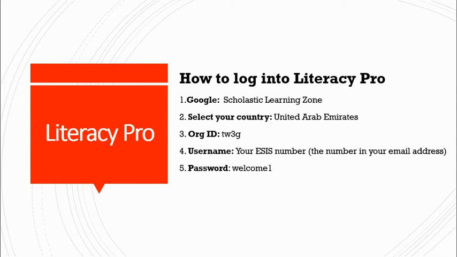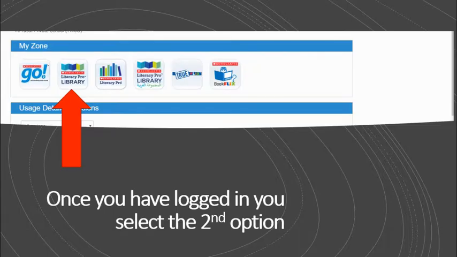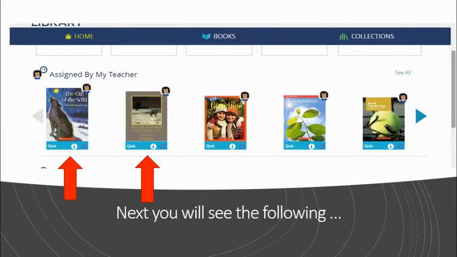So, first thing you're going to need to do today is log in to Literacy Pro. The instructions are there, and there is also a video available in this topic for today's lesson to show you how to do it if you are having problems. Once you go into Literacy Pro, you click on the second box, and then you will see that I have assigned 2 books for you. If you cannot see the books, just scroll this way or this way to see the text.